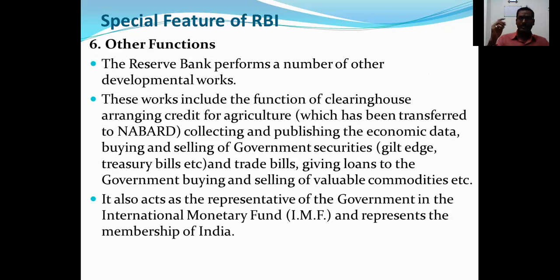Other functions. The Reserve Bank performs a number of other developmental works. These include the function of clearinghouse, arranging credit for agriculture, which has been transferred to NABARD, collecting and publishing economic data, and buying and selling of government securities. Arranging credit for agriculture, because agriculture is considered to be the backbone of our country India.